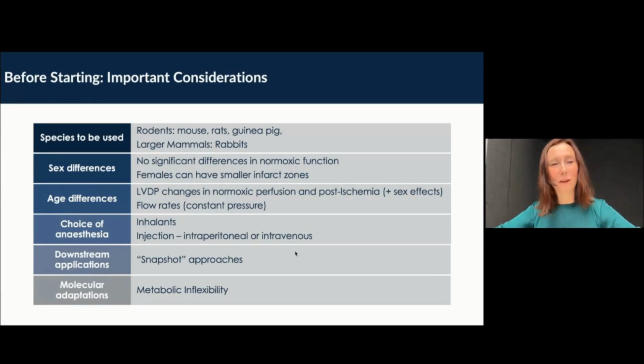You also want to consider what your downstream applications are. As I mentioned, my downstream applications are my snapshot approaches. So this is my omics approaches that take me as close as I can to the phenotype. Lastly, are there any molecular adaptations that I need to be aware of that might be detrimental in an ex vivo Langendorff perfusion, where I'm perfusing my hearts with a supraphysiological glucose concentration? Spoilers there.